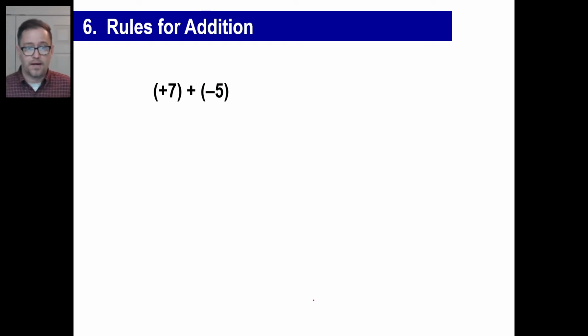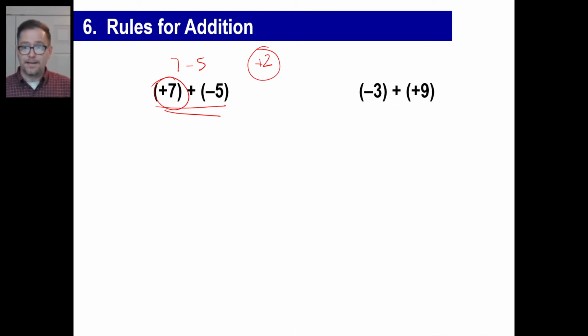You have a positive 7 plus a -5. Since they're different signs, you take the absolute values and you subtract them. The answer is 2. Should that be a positive 2 or a -2? Which one of these is farther away from 0? The answer is that one. It's positive, so that's positive. There you go. Another one: how about -3 plus positive 9? You can pause and copy these if you need to.